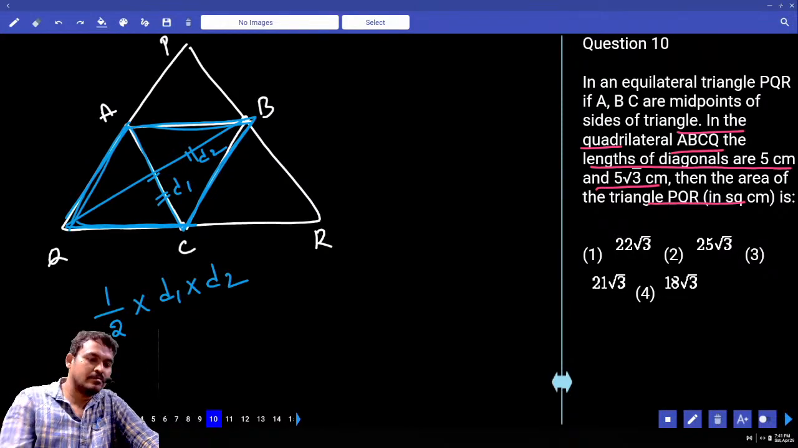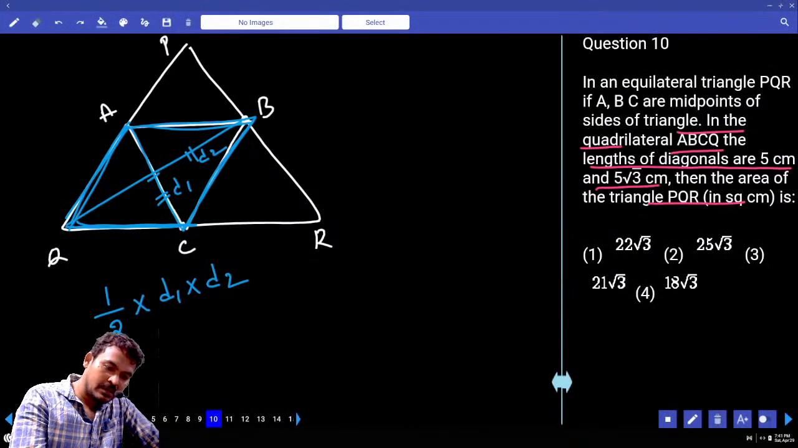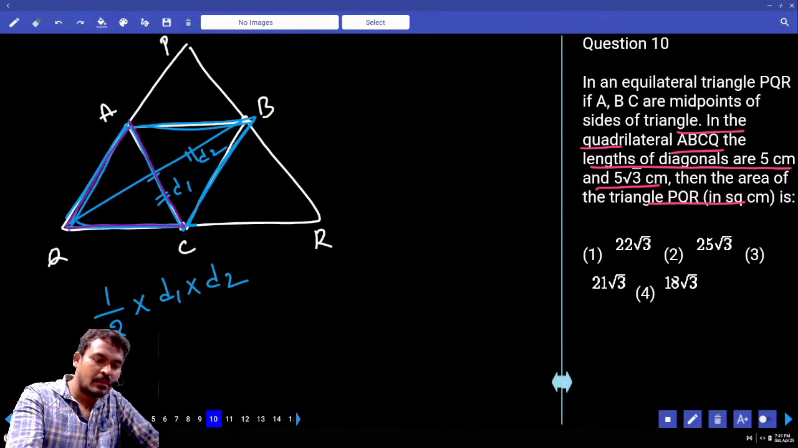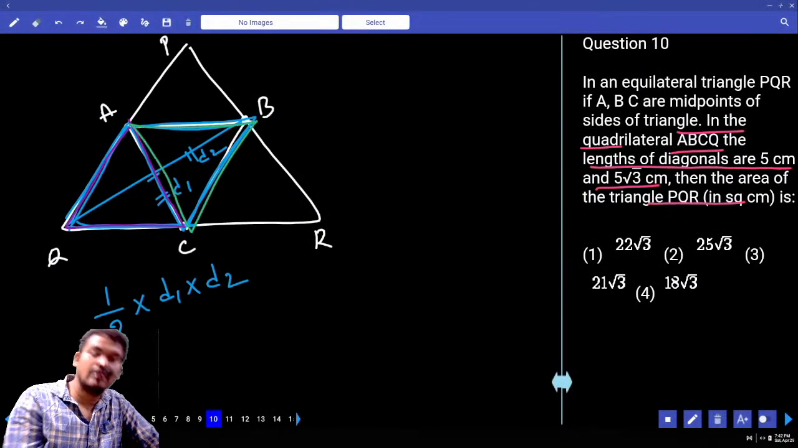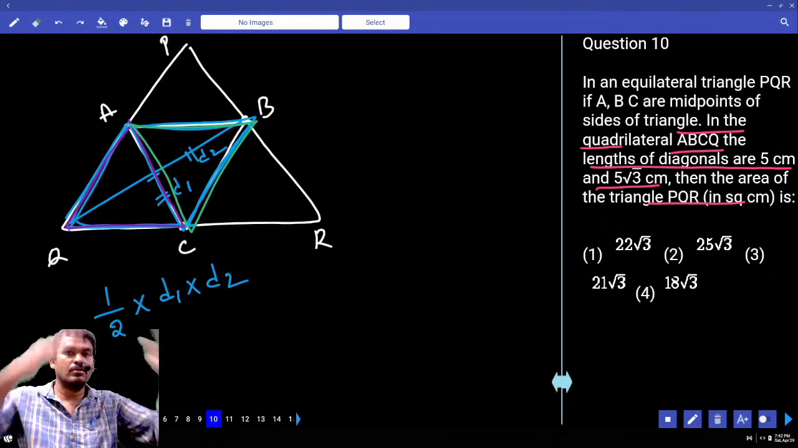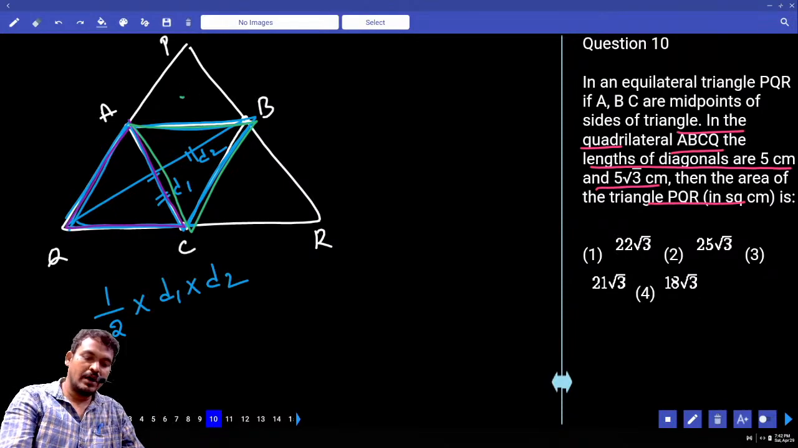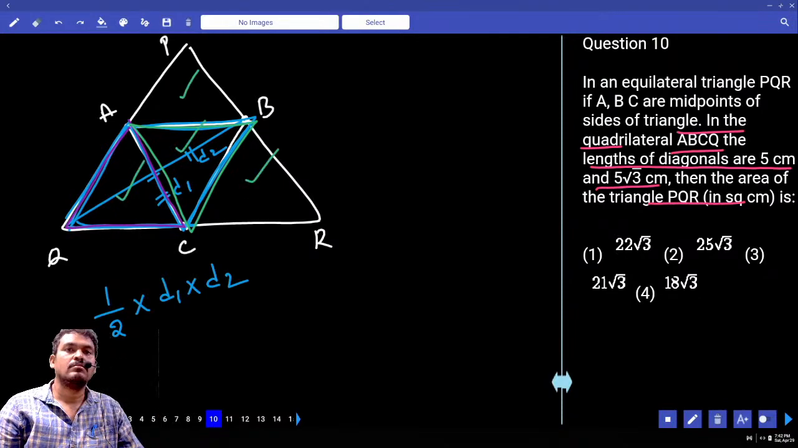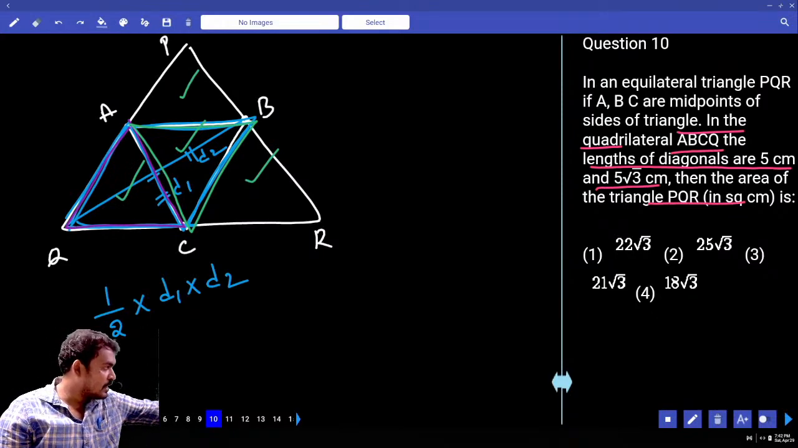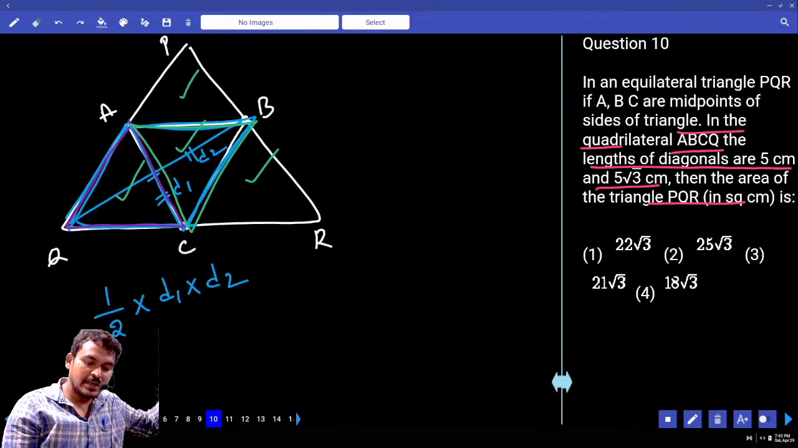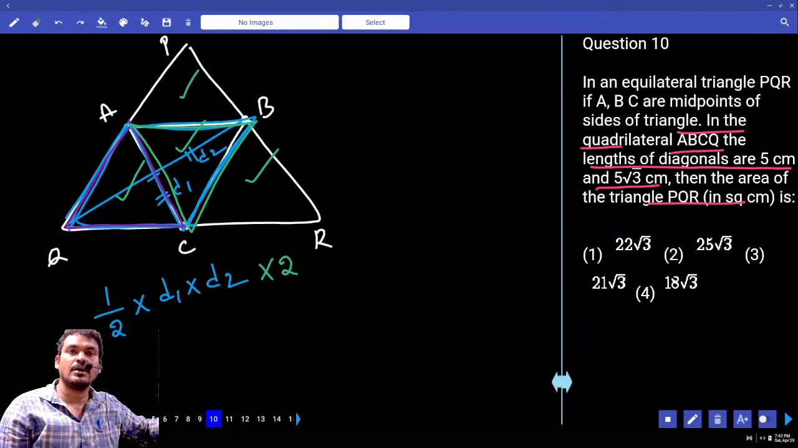D1 into D2, that is how many triangles' area? Two triangles, right? A, C, Q is one triangle. What is the other triangle? A, B, C. But the total diagram is how many triangles? Four triangles, 1, 2, 3, 4. Two triangles multiplied by 2, we get the total 4 triangles' area.